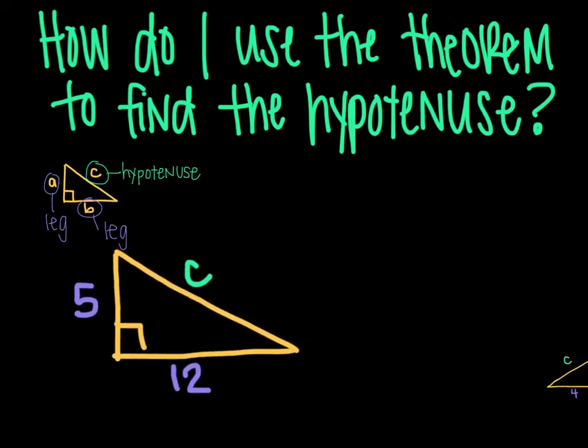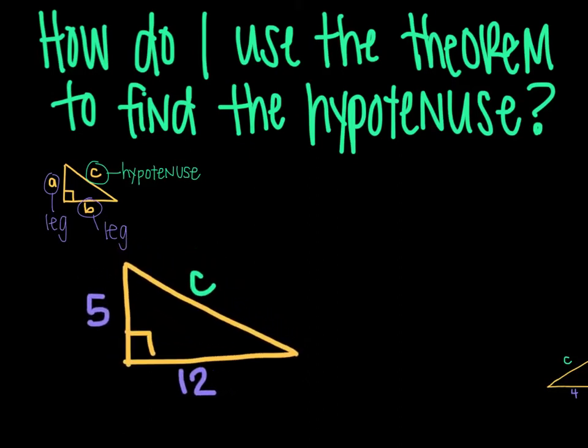So we're going to set up our formula. So a squared plus b squared equals c squared. And you just plug in what you know. So I know the a term and the b term are here. And really, it doesn't matter if you mix up a and b. You just can't mix up c.